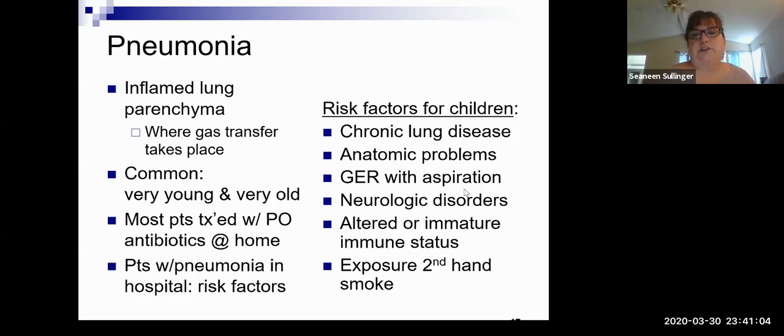Risk factors for children would be chronic lung disease, so a preemie, bronchopulmonary dysplasia, if there's specific anatomic problems, gastroesophageal reflux with aspiration, that's a big one. So sometimes when you get those BRUEs, the brief resolved unexplained events, maybe it was reflux and then they aspirated it. So you might see that. Sometimes in neurological disorders, immune status is compromised, and also exposure to secondhand smoke.